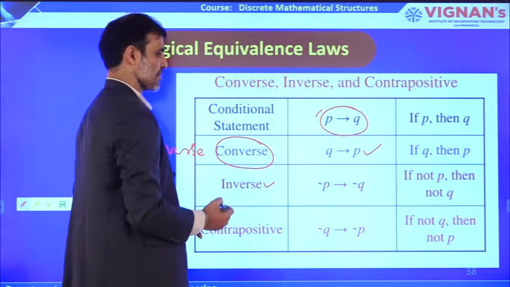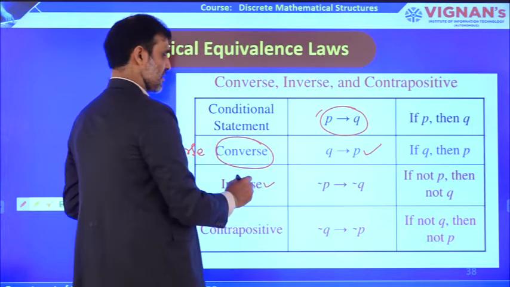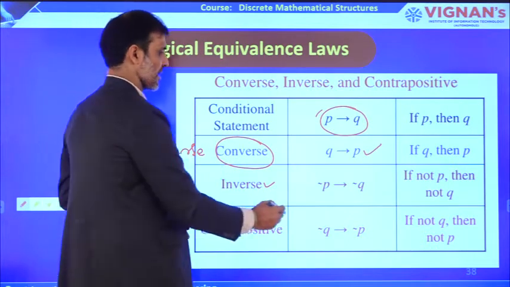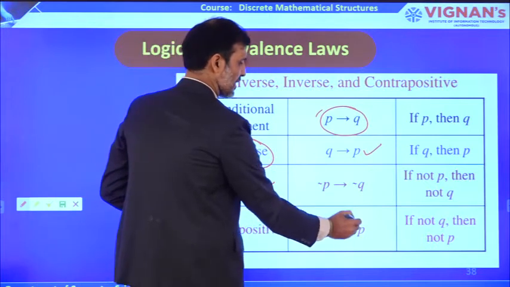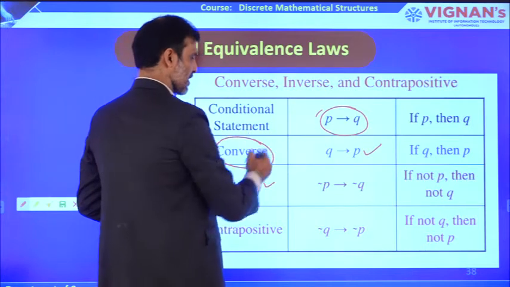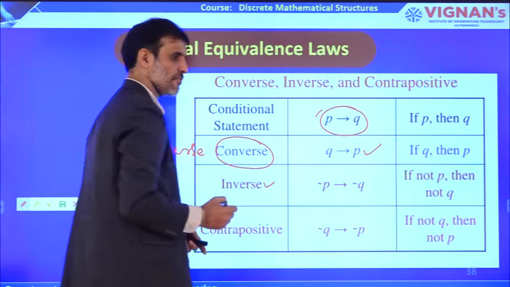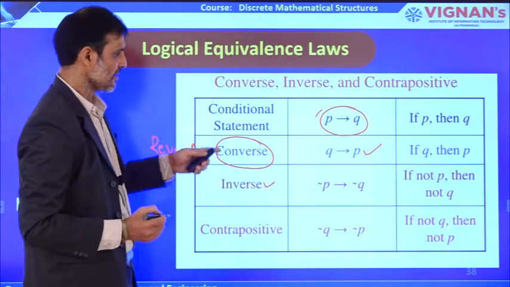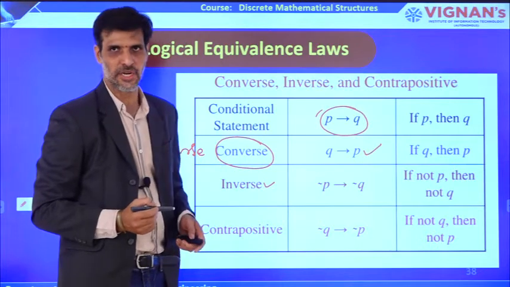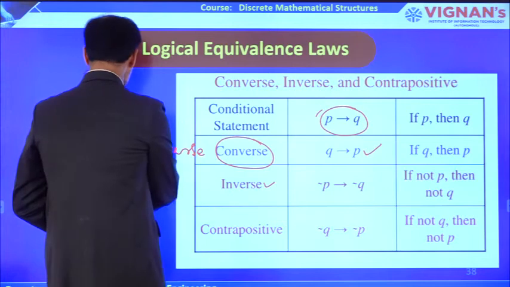And contrapositive. Contrapositive is nothing but reverse plus inverse. So what you get is negation of Q implies negation of P. If P implies Q, its contrapositive is negation of Q implies negation of P. So these are the basic laws which we can use on a conditional. There are other different laws which we'll discuss.